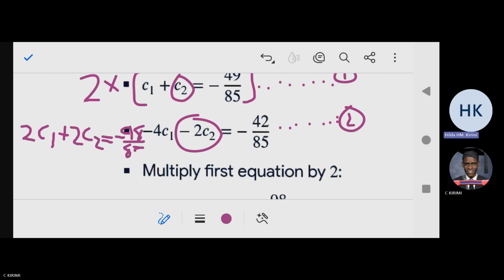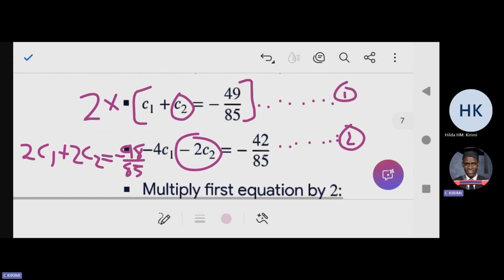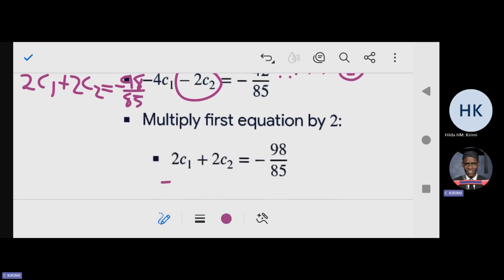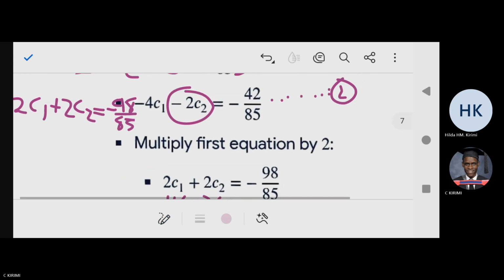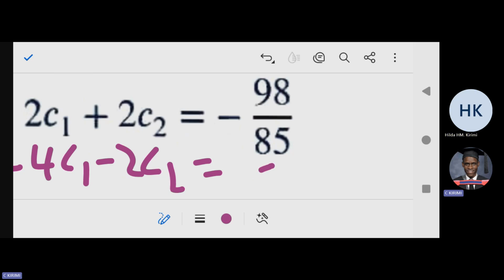That's what we are doing there. All right, that is the equation. Then the second equation is the bottom one, which was minus 4C1 minus 2C2 equals negative 42 over 85. We subtract, so it's negative 42 over 85.